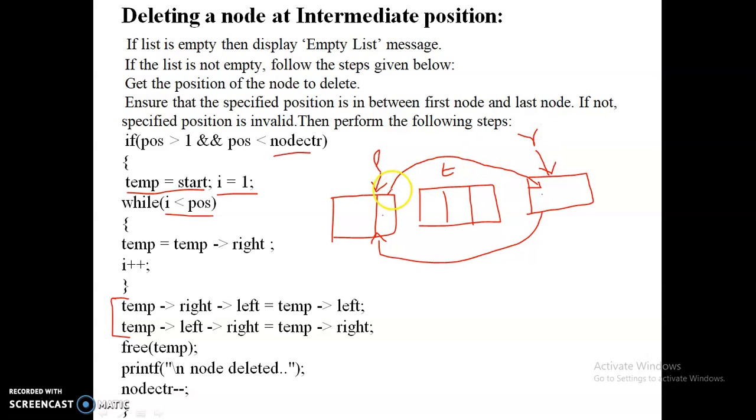So first we are assigning the temp of left node address to the temp of right as a previous node, and next we are assigning this right node address into the temp of left node's right. Okay, and free the temp. This node address is freed from the memory.